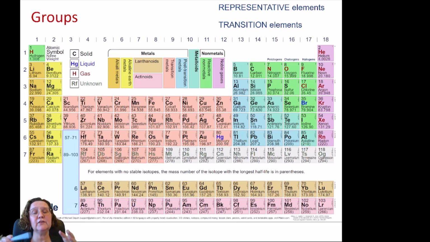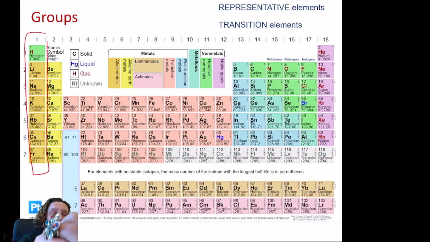Groups. Another thing that you look at in a periodic table are the groups, which used to be called families. Now we kept the name group. And there are 18 groups in the periodic table. So groups are the columns. Elements in the periodic table are grouped by groups, and they used to be called families because they are a family. They share properties.